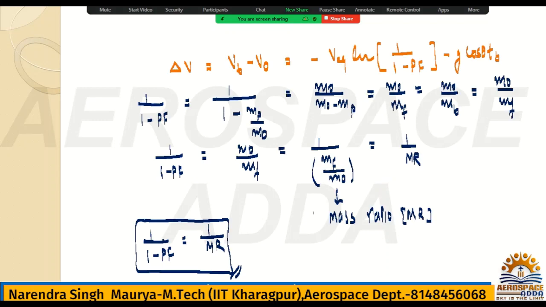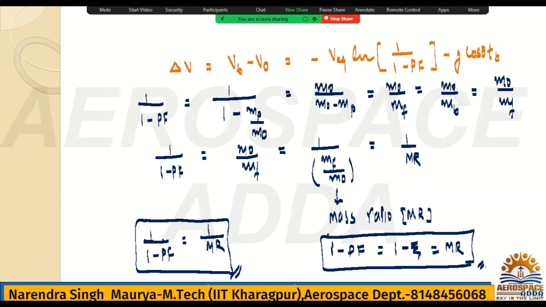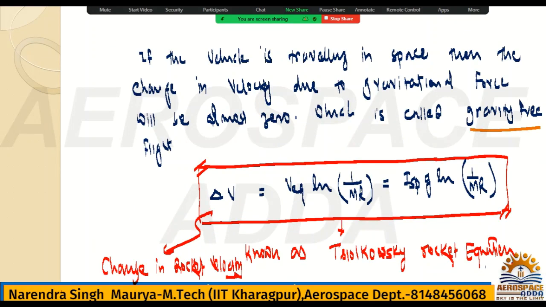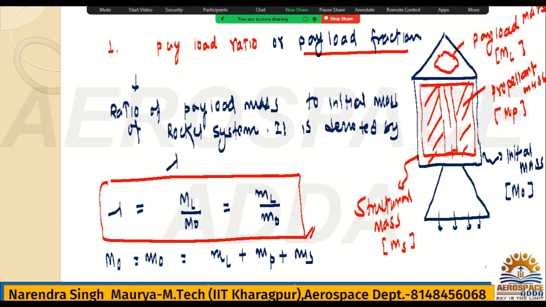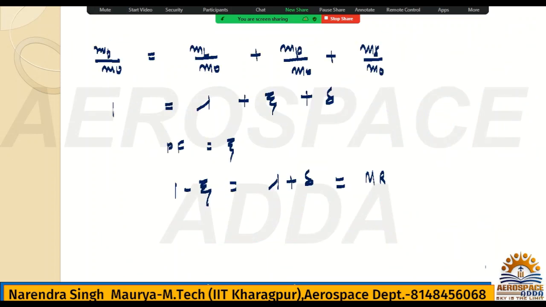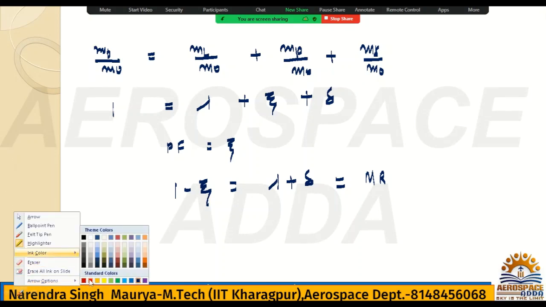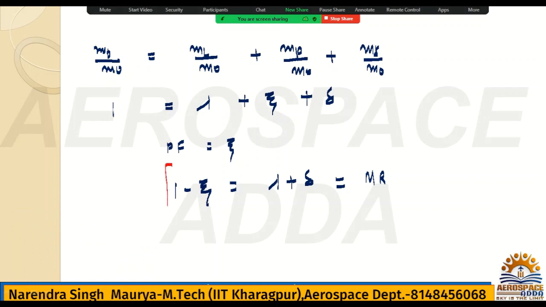This one, check, this is 1 minus pf is equal to, you finally got 1 minus pf. I told you pf means zeta and this is nothing but mr. Here it is proved, so no need to prove again, directly you can write. So finally you got this result, which is very very important. So 1 minus zeta is equal to mr, and this is also lambda plus delta. So you will see the magic of this. Why? Because for multi-staging it is very useful.